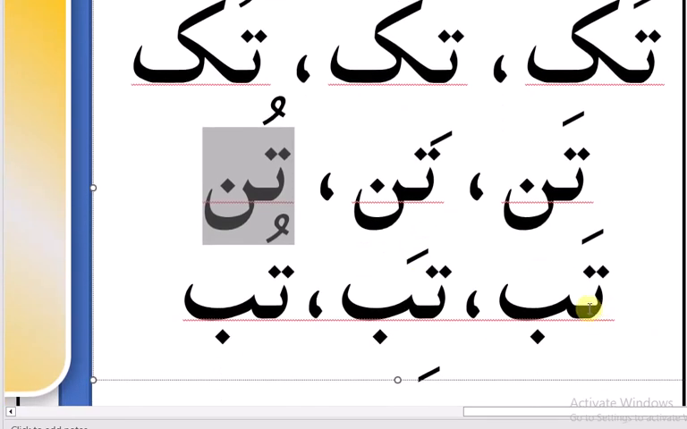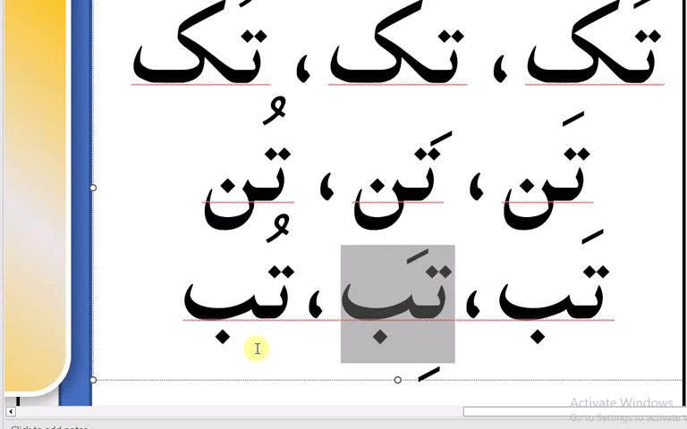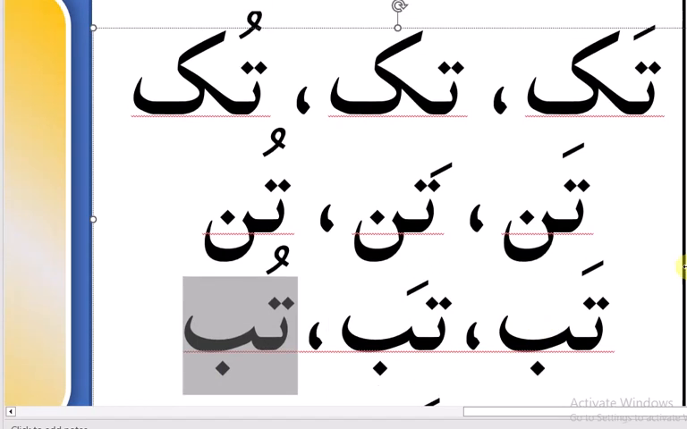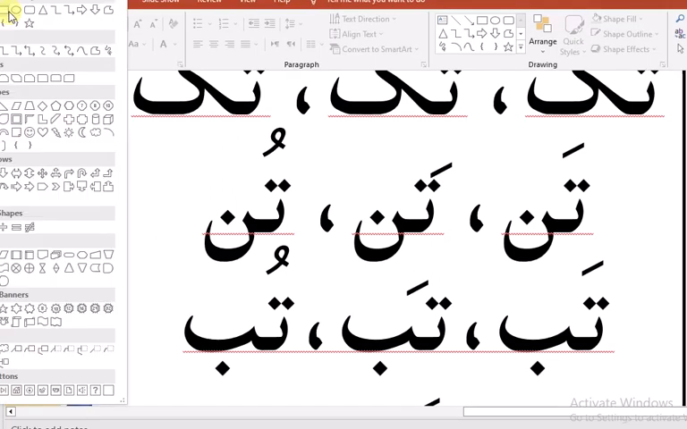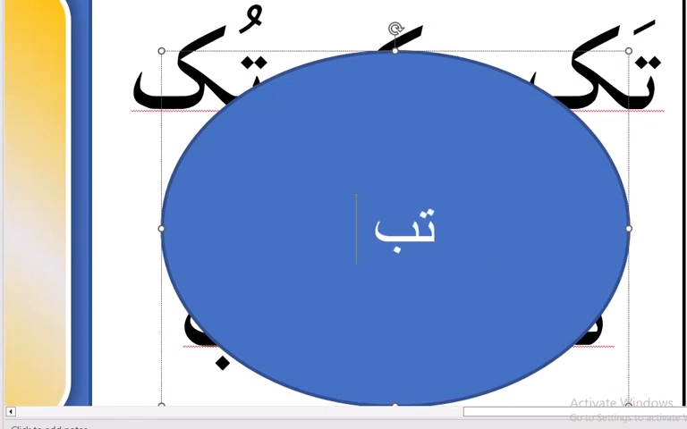What about that? Tub. Tib. Tub. If I want to say tab tak, so I have two words. Find the two words in front of you. There are written tab tak.